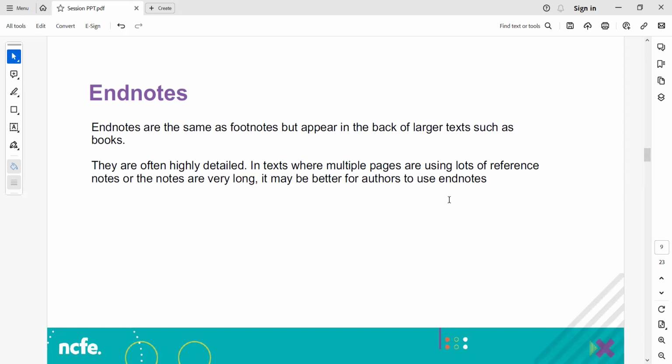just to have continuity in the text. We haven't got one paragraph on a page and the rest is footnotes, taking up all that space. It's just more organized in that case, where there's a lot of information in the footnotes, to make them endnotes instead and put them at the back of the text, such as at the back of the book.